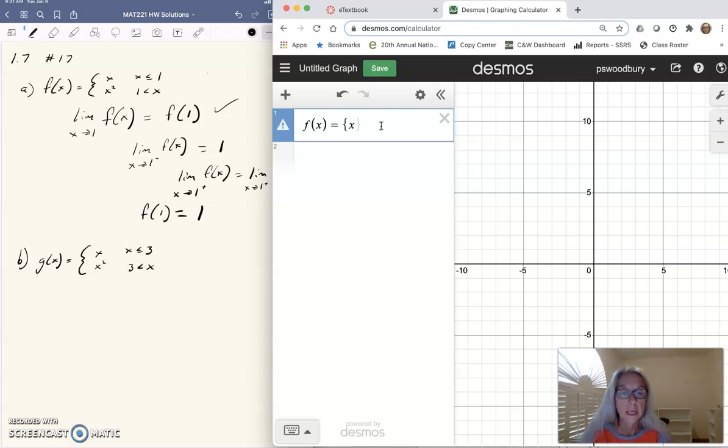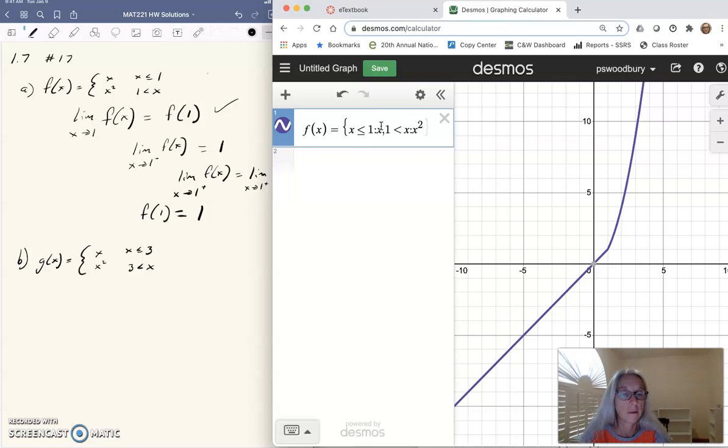So I say x less than or equal to 1. And then the syntax here is to have a colon. And now I give the rule, and the rule is simply x. You can see Desmos already graphed that part of the function. Now I need to enter the second condition and the second rule. So I have a comma here to separate the pieces of my function. The next condition that I have is where 1 is less than x. The rule that I'm going to use with this condition is x squared.